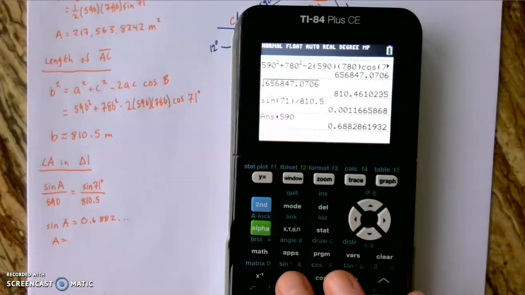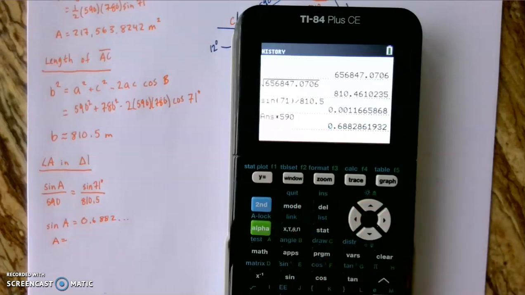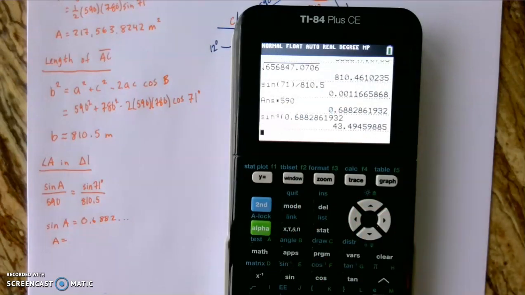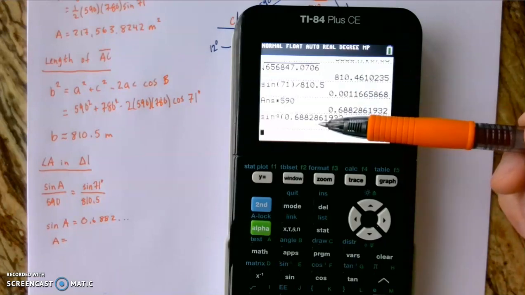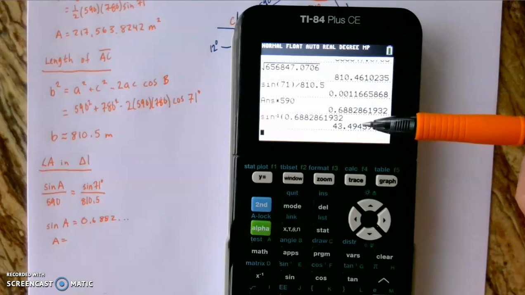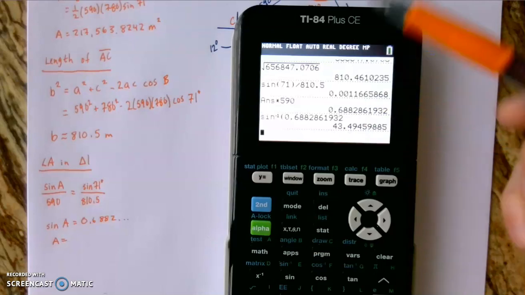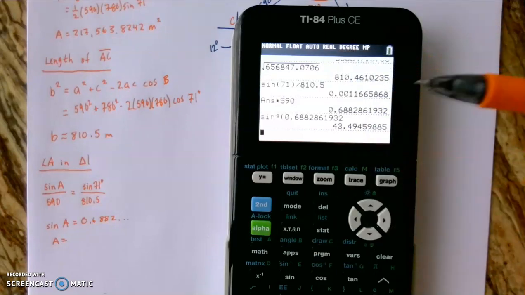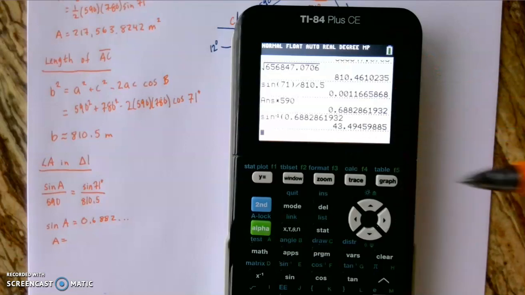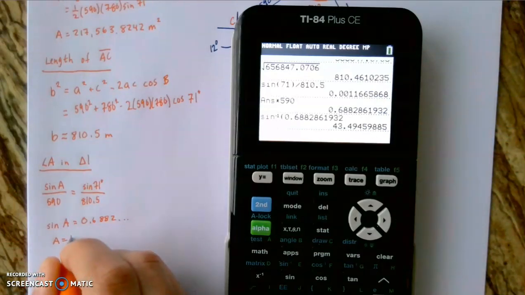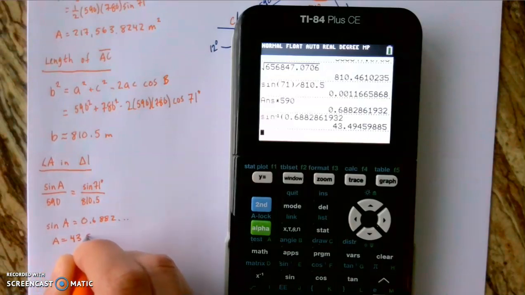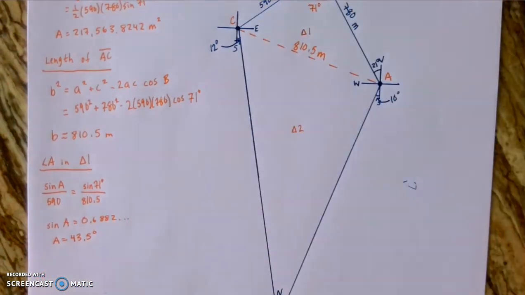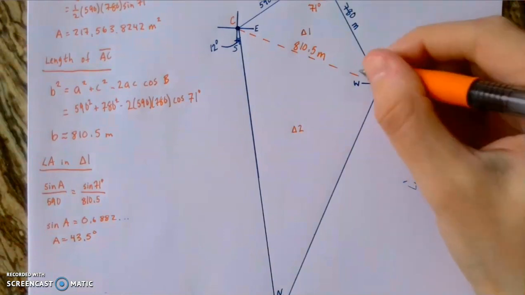So I'm going to do second sine inverse of this value, and I have 43.5 degrees. Now you have to remember that sine could technically also have an angle in quadrant 2, and that would be 180 minus this. But if you do 180 minus that and you have another angle of 71 degrees, it's just not going to work out for you. So I'm going to take the acute angle here. So this is going to be 43.5 degrees. That's this little angle right here.